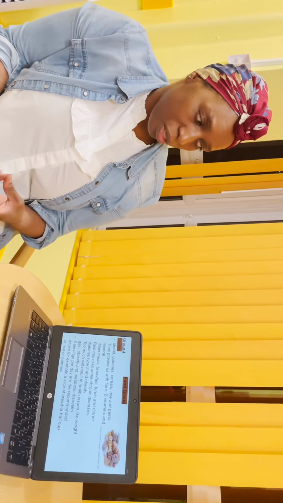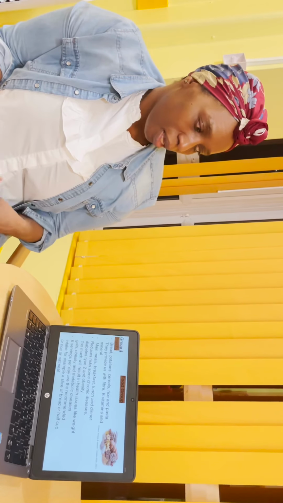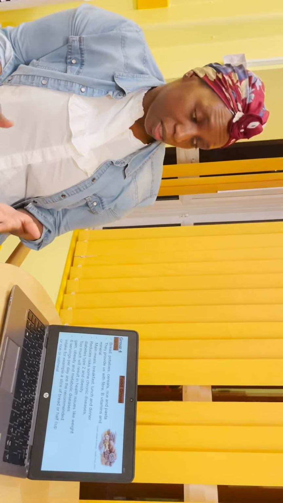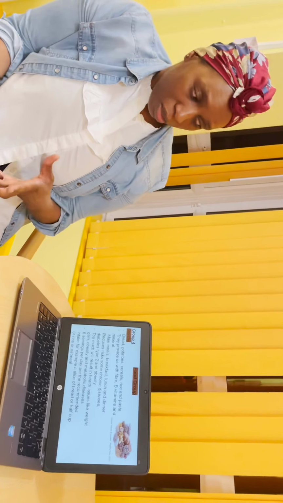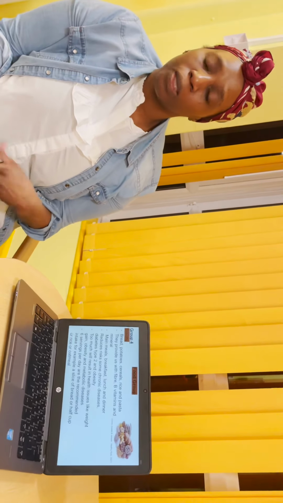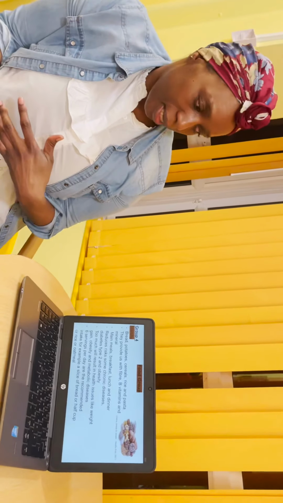Our fourth group is the grain group, where we get most carbohydrates from: bread, potatoes, cereals, rice, and pasta. We usually have this in our main meal, lunch or dinner time. It reduces the risk of chronic diseases like type 2 diabetes, and obesity. Too much will result in weight gain, obesity.